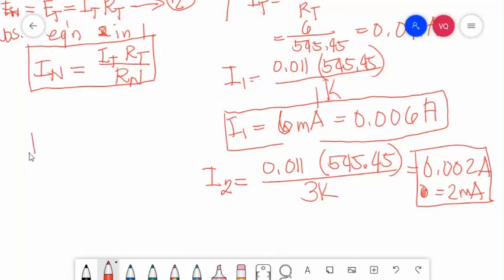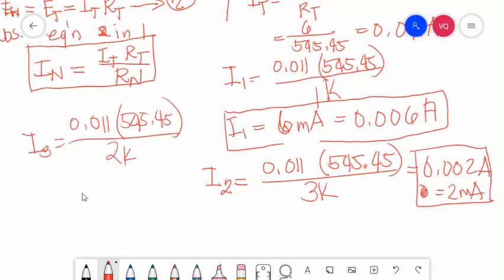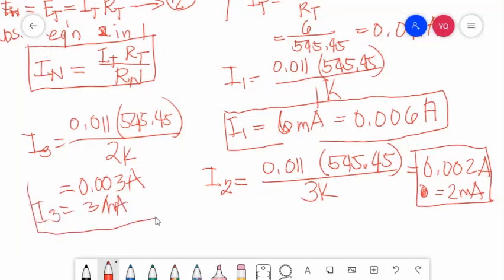Next one, last, I3. So, 0.011 times 545.45 divided by 2 kilo ohm. Sorry, 2 kilo ohm. So, I3 is equal to 3 milliampere, 0.003 ampere, or 3 milliampere. So, simple. Simple lang.